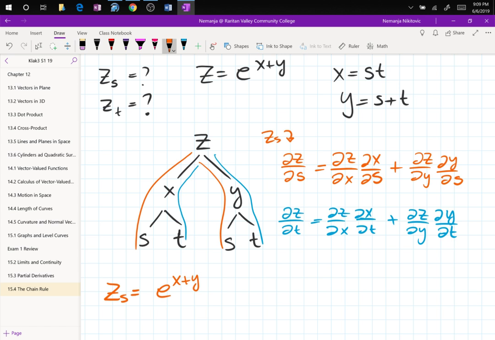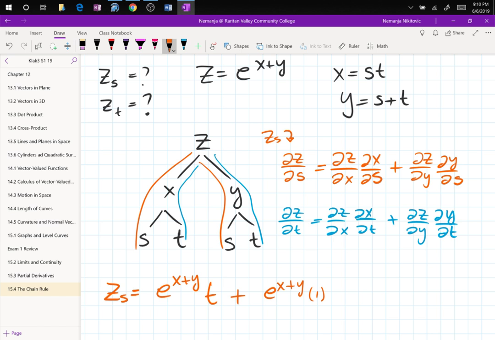Same thing. And then times what's partial X, partial S? Very good. Plus, I gave you enough time. You know that if I'm taking partial with respect to S, S is a variable, T is a parameter, like having 2S or something. So it's just T. And then we have partial Z, partial Y. It's still going to be e to the x plus y. And what's the partial Y with respect to S? It's 1, because it's plus T. The derivative of T is going to be 0. It's way too late tonight.